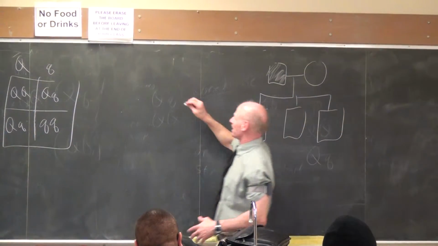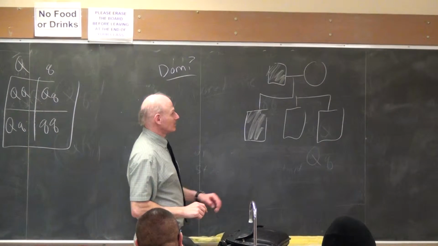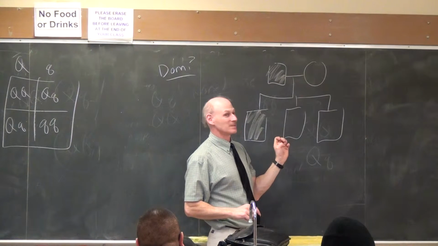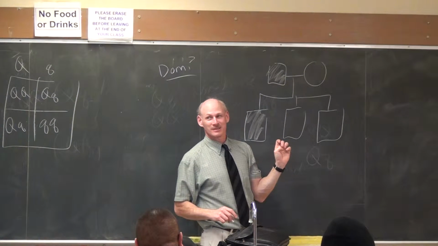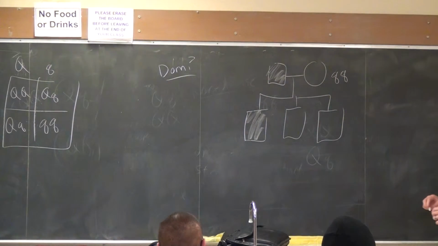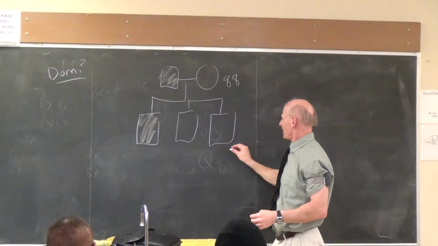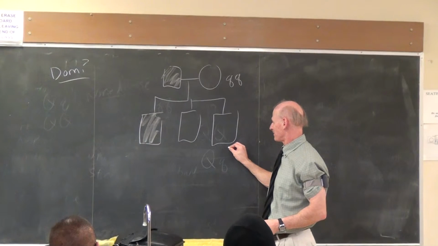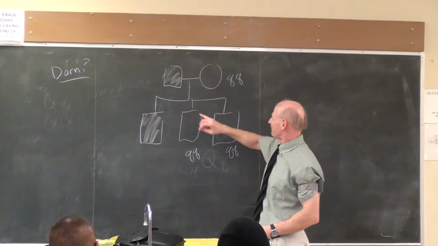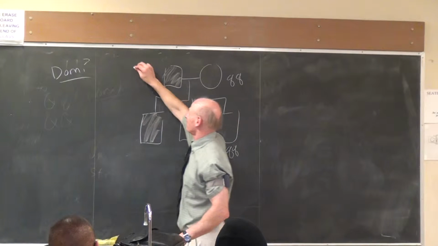All right, so if it's a dominant disease, what does her genotype have to be? Little q, little q. You remember, for dominant diseases, if you don't have it, you have to be little q, little q, because the dominant allele gives you the disease. And this boy's genotype, little q, little q. What is this dad's genotype going to be? Big Q, little q. Yes.